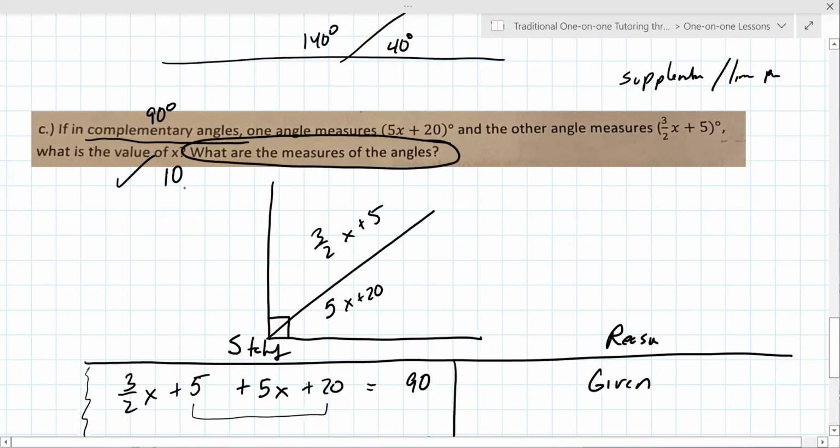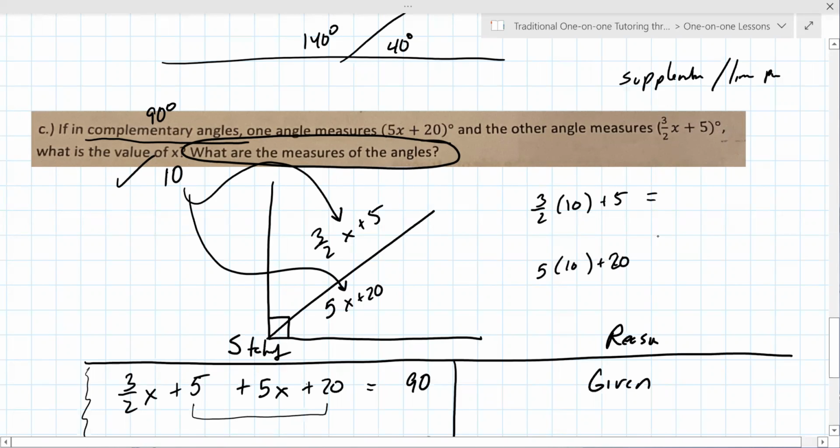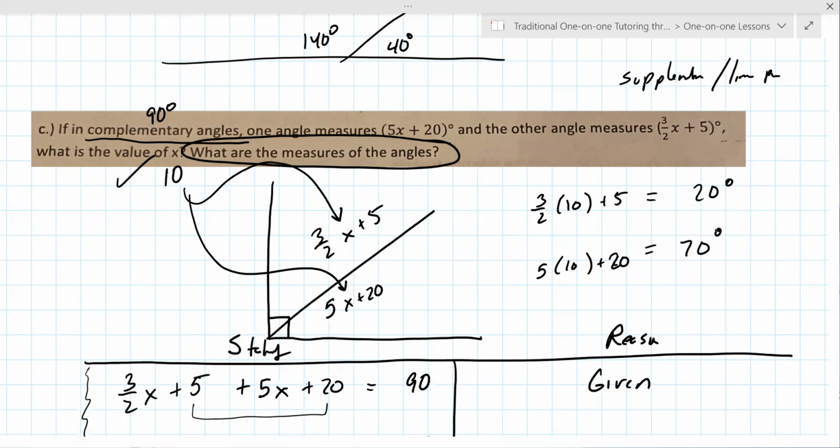So we have to substitute the value of X. 10 plus 5, plus 5 times 10 plus 20. 15, plus 50 plus 20. That's 20, 40, 90. So you write them as two different things because they're different angles. They could be the same, but they're not in this problem.